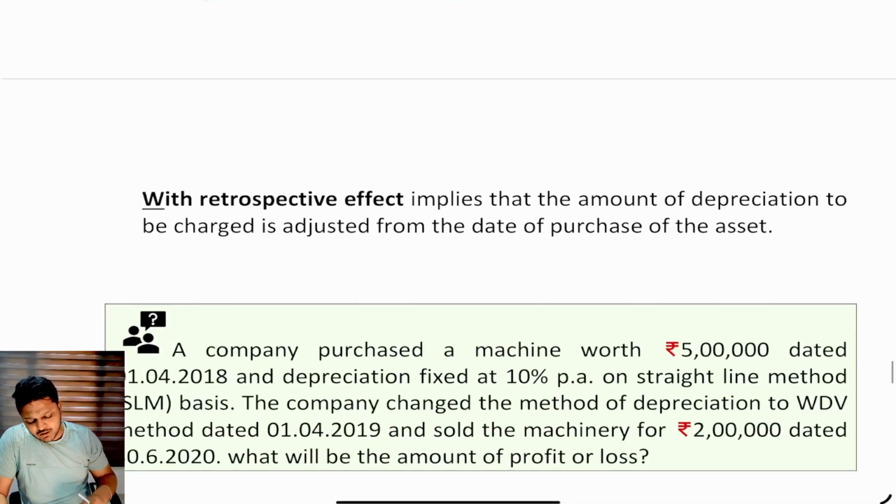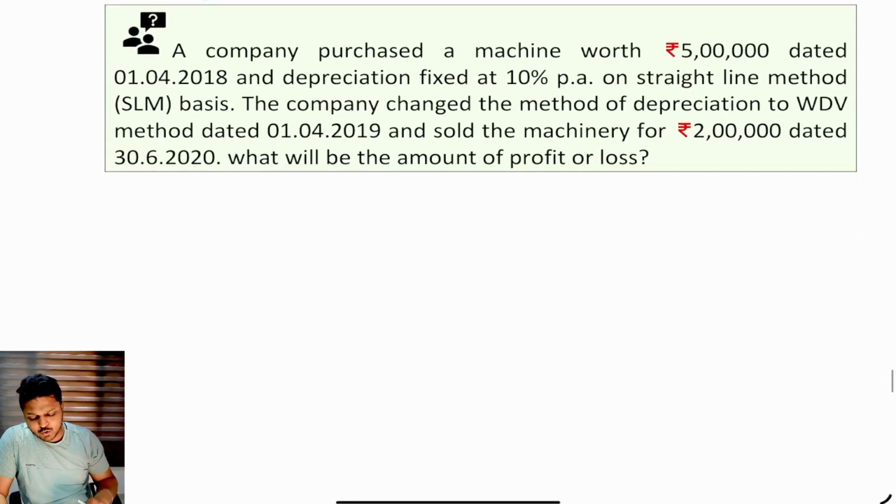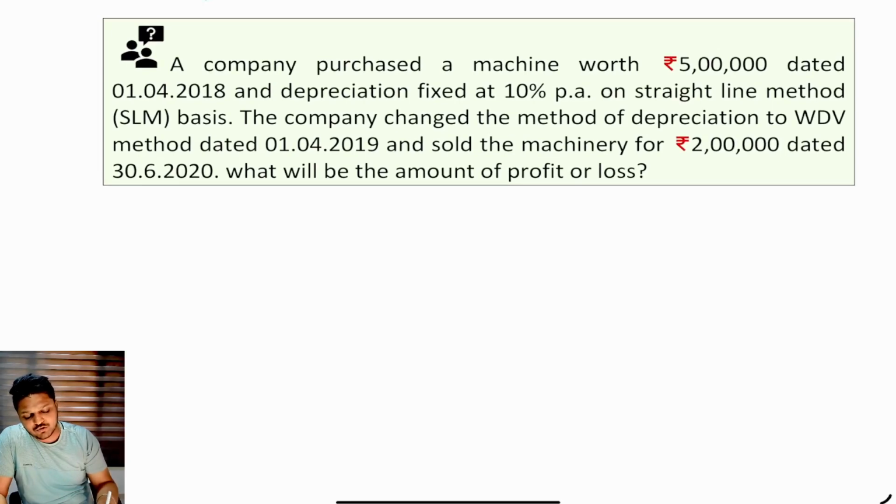But when we are talking about the with retrospective effect, in that scenario, it is going to impact the upcoming entries as well as it is going to impact the past entries. And for the past entries, we have to enter an adjustment entry also. Is that clear? Now let's have a look at the question over here. You'll be understanding what I'm trying to say.